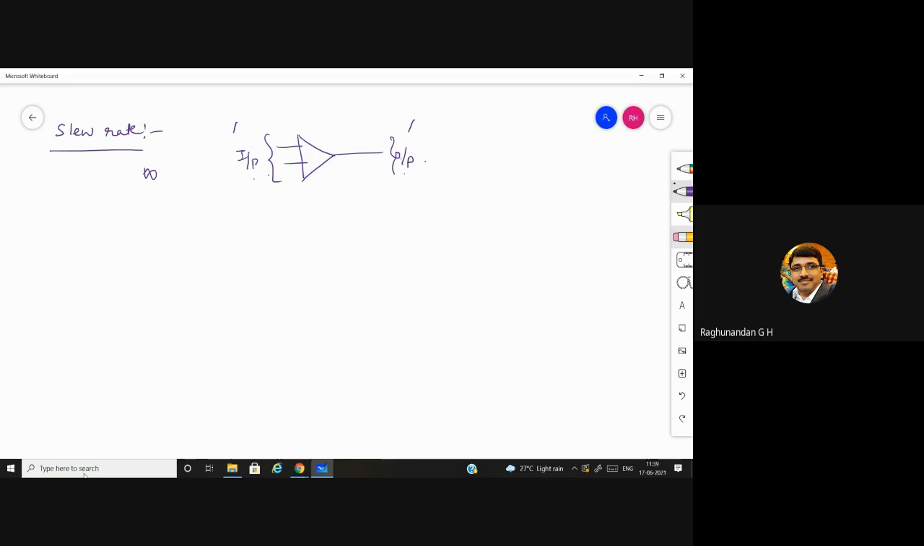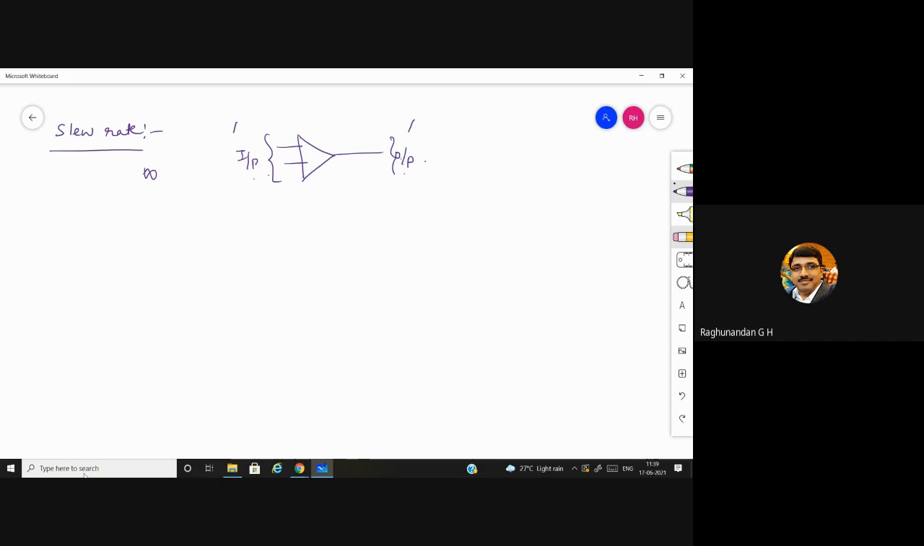But when it comes to device level, microseconds is too high. So slew rate is going to tell about the change in the output simultaneously with respect to change in the input. So how fast it can respond is indicated by slew rate.